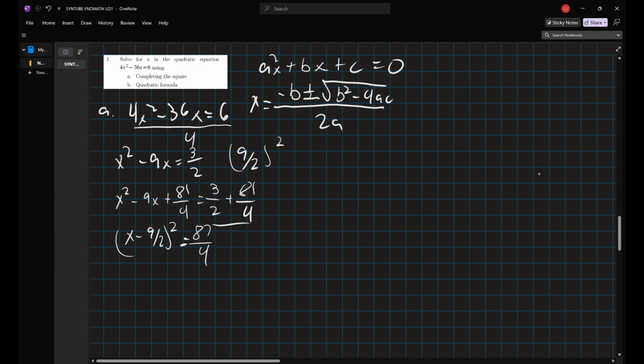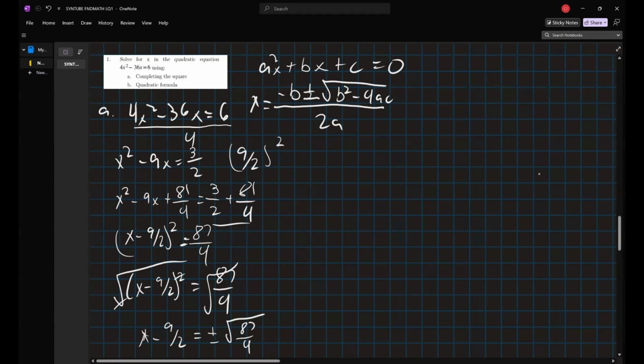Now, since we want the value of x, we take the square root of both sides so that we can cancel the square. So x minus 9 halves squared equals 87 over 4; the square cancels, giving us x minus 9 halves equals plus or minus the square root of 87 over 4. Why is it plus or minus? It's because we don't know the sign of the root.